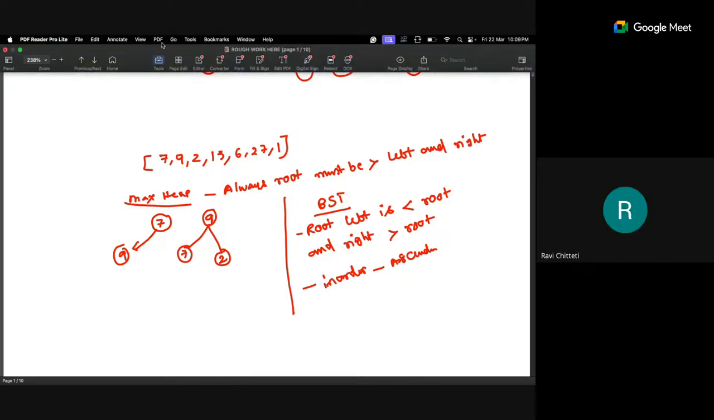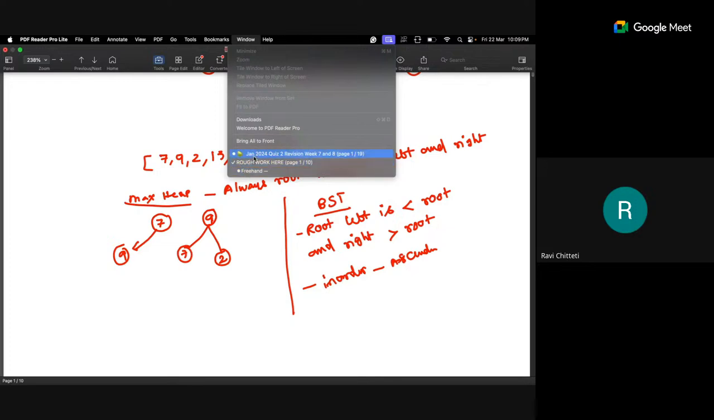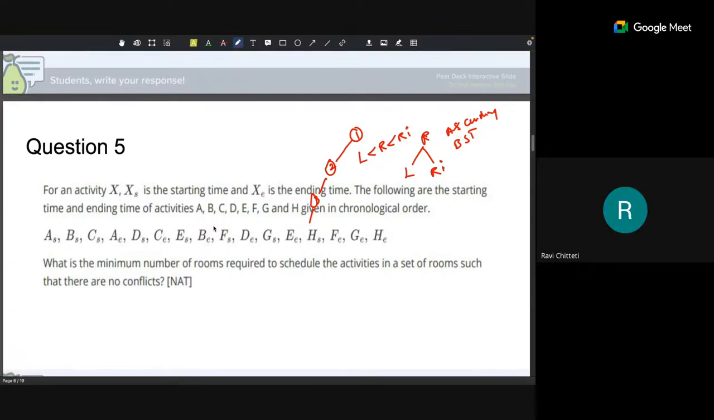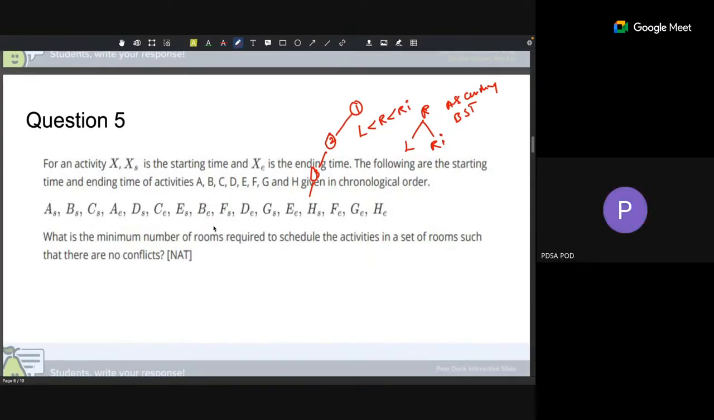Thank you. After this, this question is important. Then I'll finish up this question. This is very important. Can you have an idea of how to solve this one, with the starting time and ending time? Definitely, we have to apply the greedy approach only. Am I right?